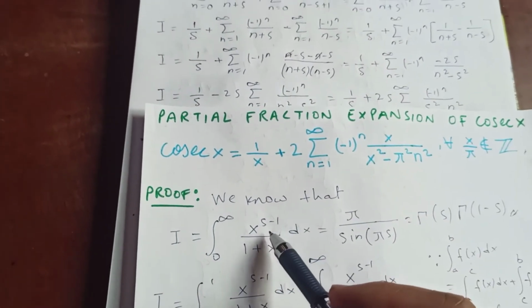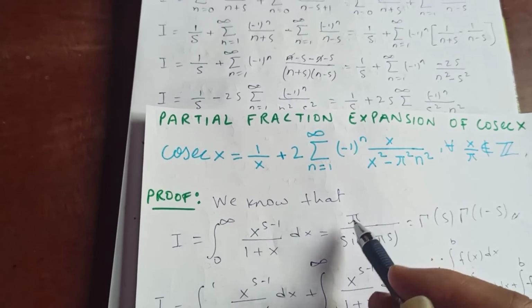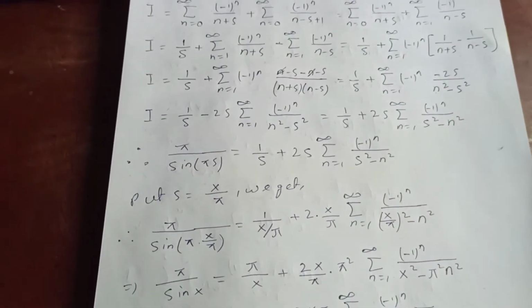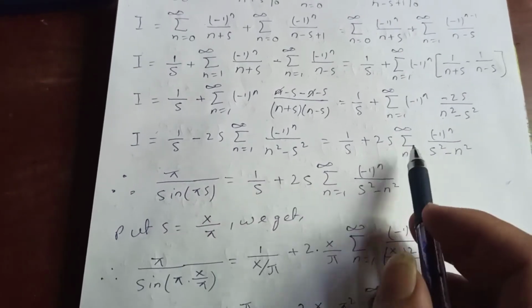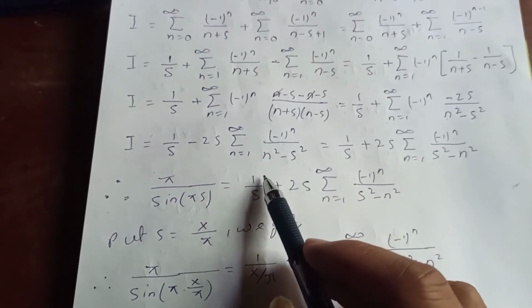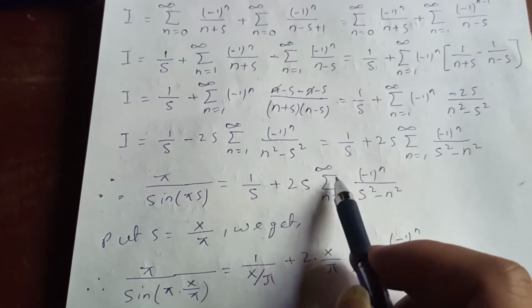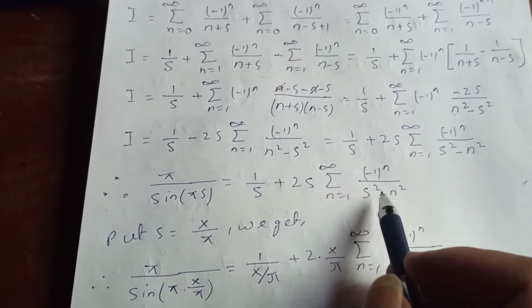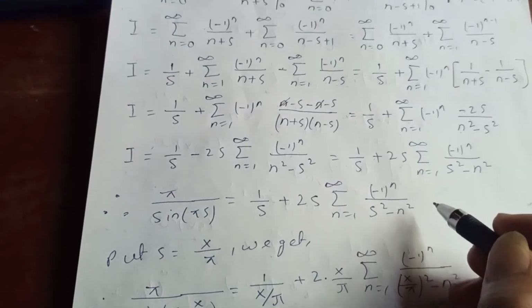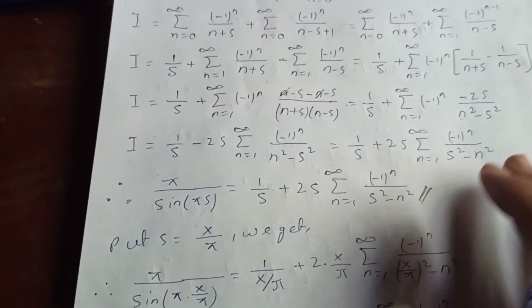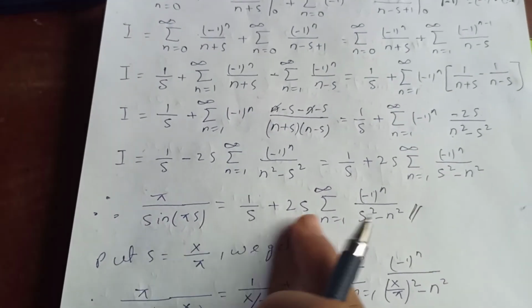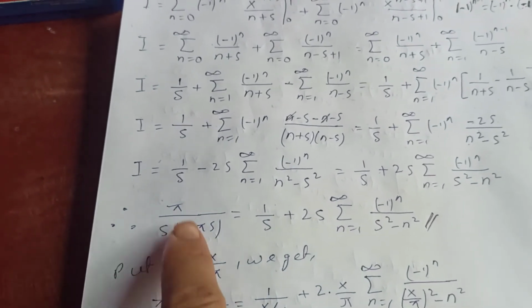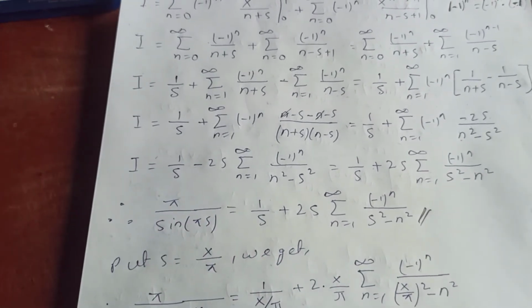Our I is nothing but this, or integral this, and this integral is nothing but this one, right? Pi over sine pi s. Therefore, pi over sine pi s is equal to this summation. What is 1 over s plus 2s, sum from n equal to 1 to infinity minus 1 to the n upon s square minus n square. So this is another one, okay? Now this is the partial fraction expansion for pi over sine pi s, okay?